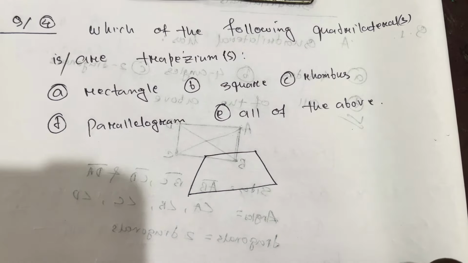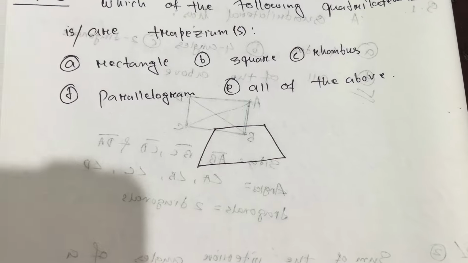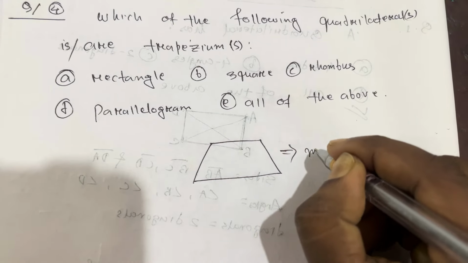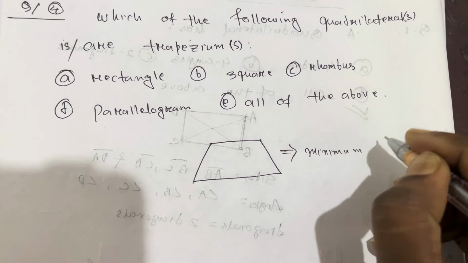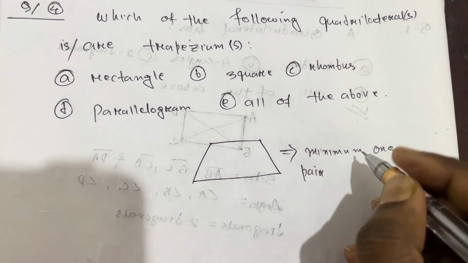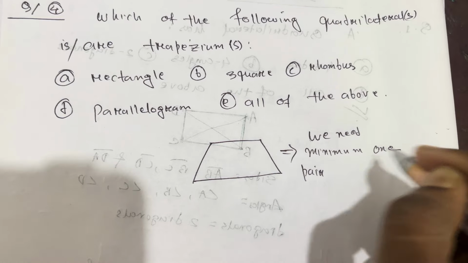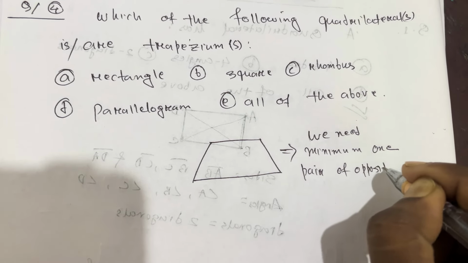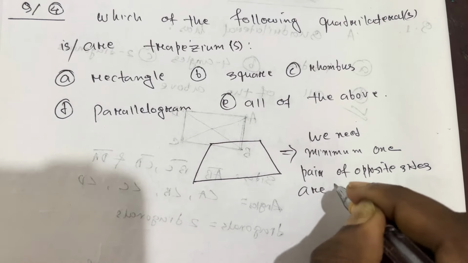Why is this a trapezium? Because a trapezium means at least a minimum of one pair of opposite sides are parallel.